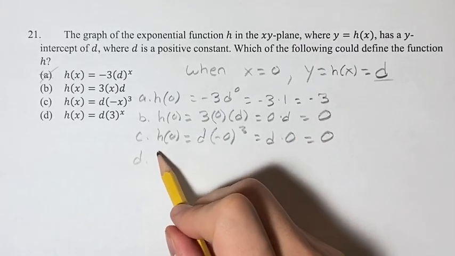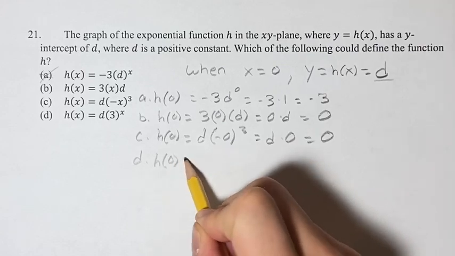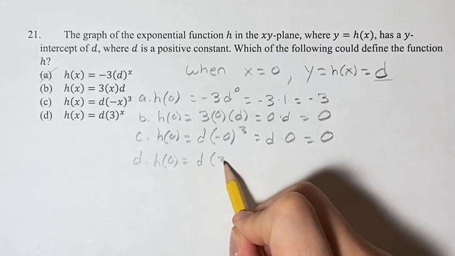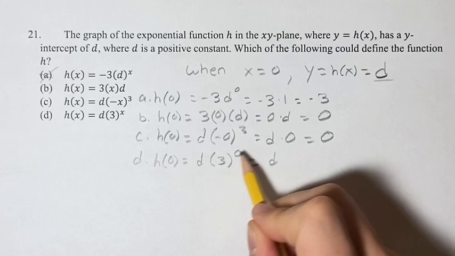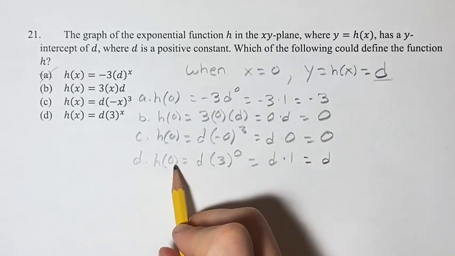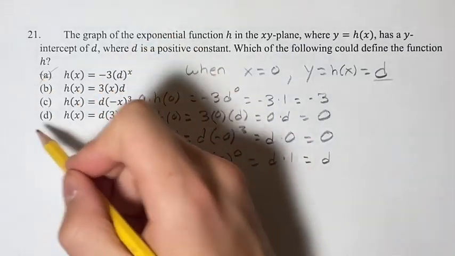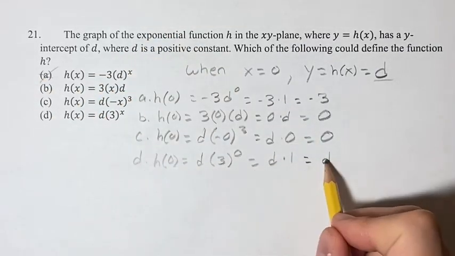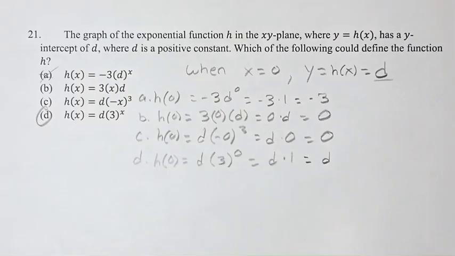And for D, h of 0 equals d times 3 to the 0. 3 to the 0 is 1, so this is just d times 1, which is d. So when x is 0 for answer D, h of 0 is equal to d. So D is going to be your final answer.